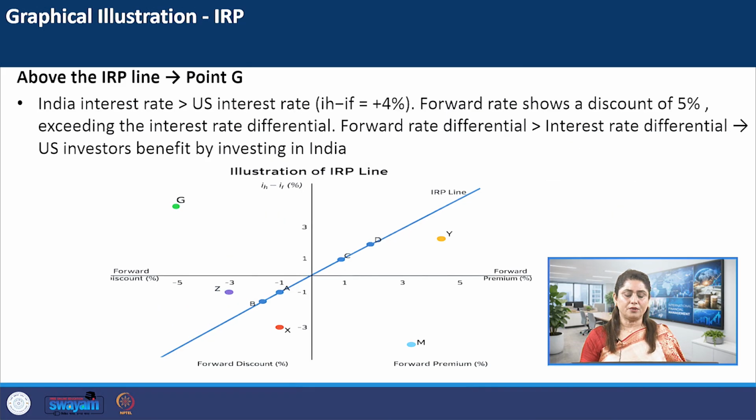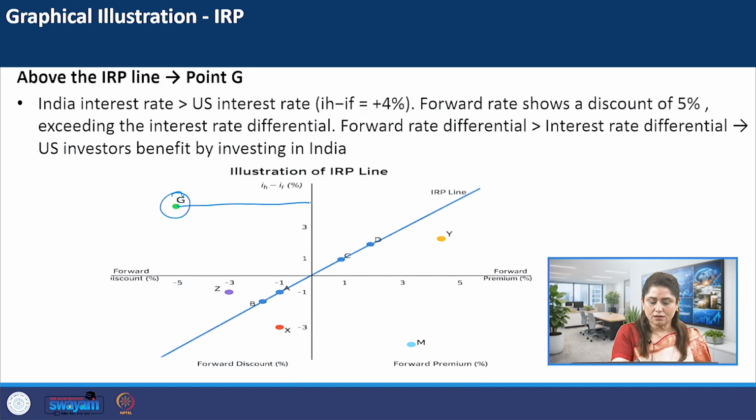So there is a net disadvantage of investing in USA. Now let's understand the point G. Now in this point G, we can see that IH is greater than IF, that is, in home interest rate is greater than foreign interest rate, and it is greater by 4%. But if we see about the forward rate differential, which is a forward discount, so here there is a forward rate discount, and this is equal to 5%.